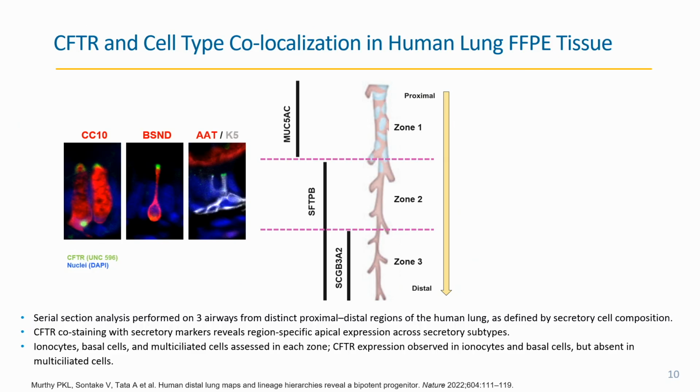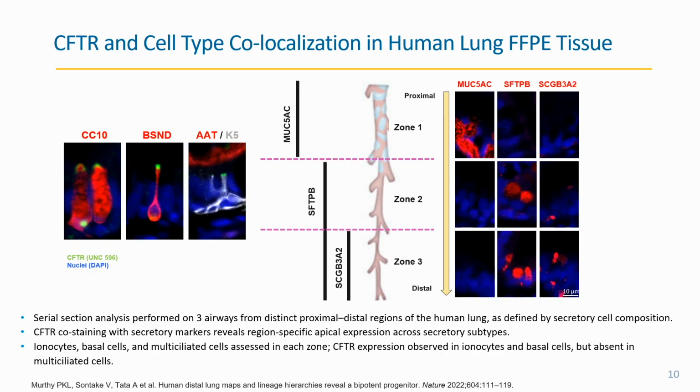And then you start to see other secretory subtypes such as SPB positive and SCGB3A2 positive cells in our most distal of airways. So we first wanted to identify, across serial section analysis of a non-CF lung, can we identify airways from each of these distinct spatial zones? And using the same markers shown in the figure in the middle, we were able to do so. So we have 3 airways representing 3 distinct regions of the human airway tree.